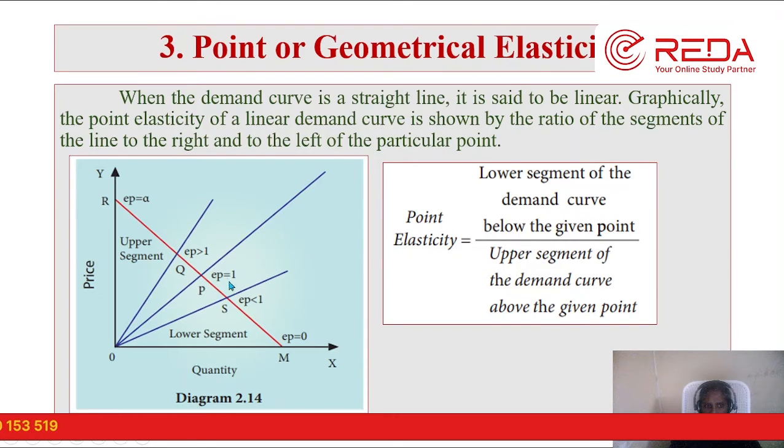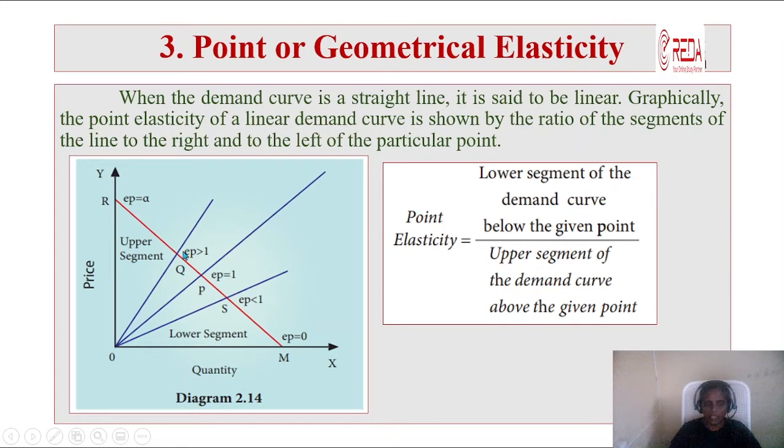Now we are getting the three straight lines: EP equal to 1, EP greater than 1, and EP lesser than 1. These are the points Q, P and S. If you draw a line from here to here, you will get a line which touches all these straight line demand curves at the point Q, at the point P, and at the point S.